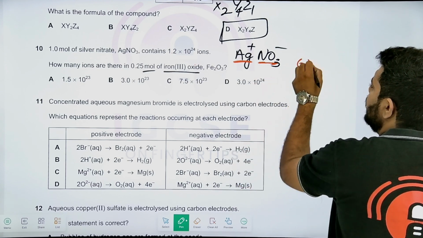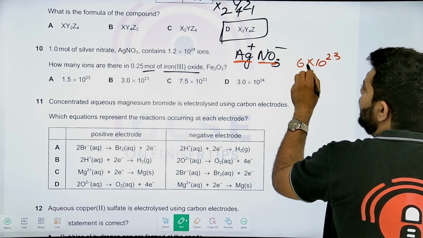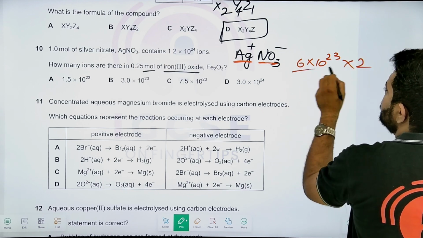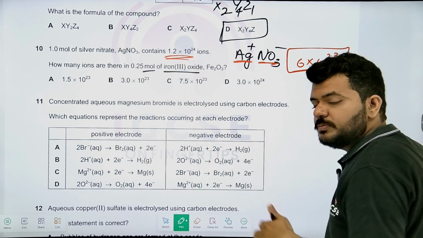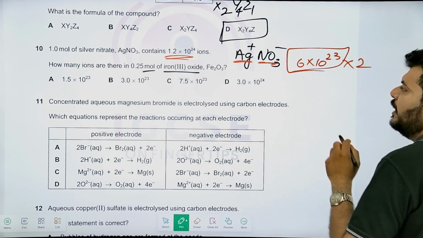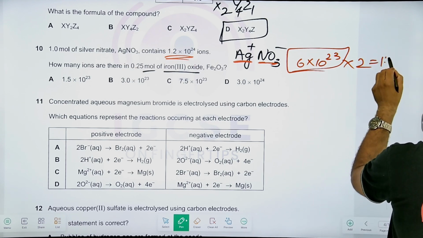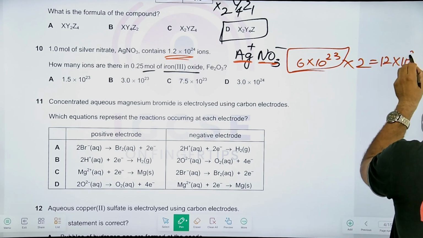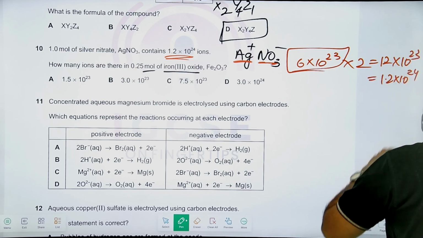So 6.0 into 10 to the power 23 multiplied by 2, right? What is this? This is Avogadro's number. They have given this value, so you can cross multiply, right? I'll show you that method also, but here Avogadro's number will give you 12 into 10 to the power 23, which can be written as 1.2 into 10 to the power 24.